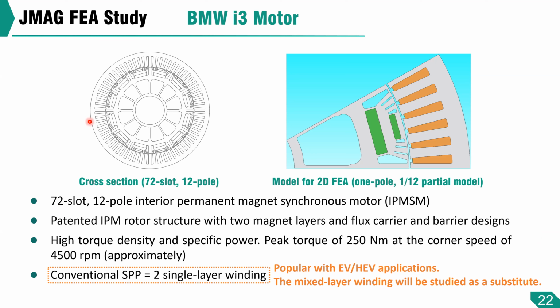The winding is a conventional SPP2 single layer winding, which is quite popular with EV, HEV applications. The rotor is an IPM rotor with 2 magnet layers. It's supposed to deliver at least 250 Newton meters at the corner speed of 4,500 RPM. High torque density and high specific power. We're going to check this working point. In JMAG, we built this partial model, which is 1/12 of the whole thing, or one pole model.